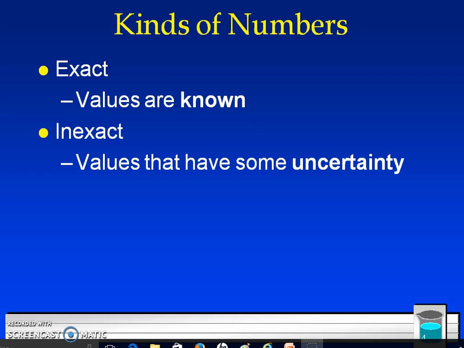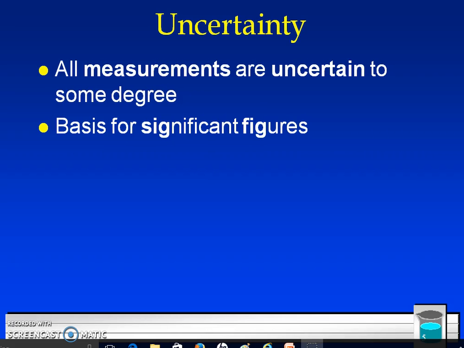my words. There are two kinds of numbers, exact, which those values are known, and inexact, which have some uncertainty to them. So what does this mean, uncertainty? All measurements have some degree of uncertainty, and this is where the basis for sig figs come in.